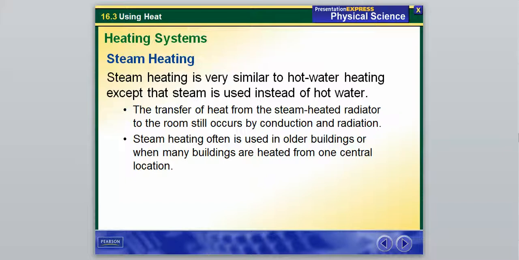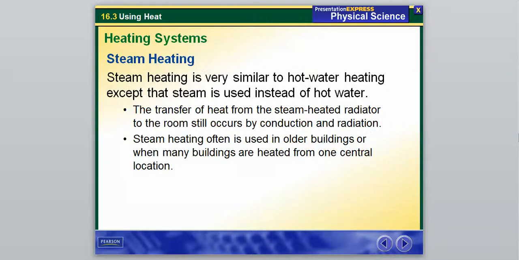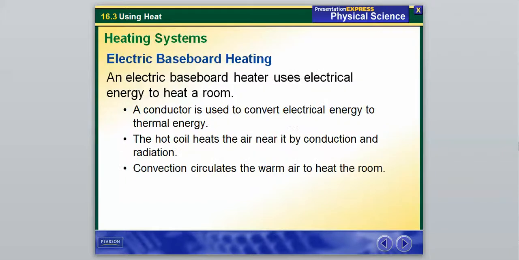It's just that steam heating is often used in older buildings or when many buildings are heated from one central location. So sometimes multiple buildings share this little device down here. It would be much larger if it's going to heat more buildings. So that's when we would use steam heating over hot water heating. Again, they're basically the exact same processes, except we use steam instead of water.